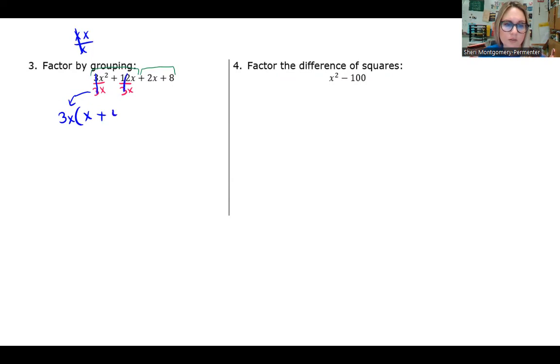4. And then X over X. What's X over X? It's just 1. Anything over itself is just 1. So I'm done there.